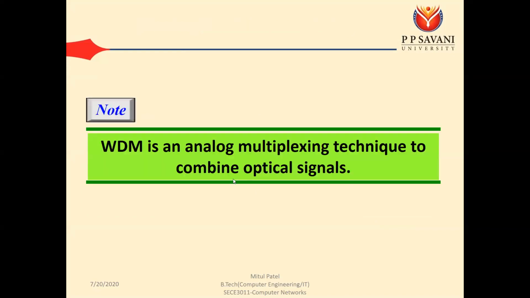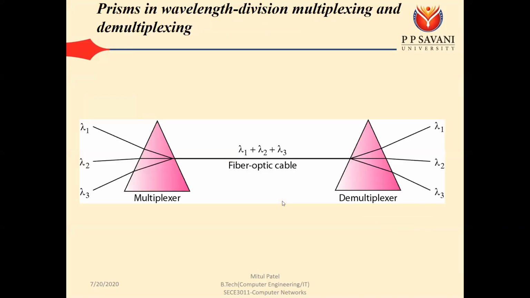So WDM is an analog multiplexing technique to combine the optical signals. We know the idea of the prism, that at the sending side we have the multiplexer, that is the prism, and the demultiplexer is also a prism. At the sending side, the prism can combine the various high frequency signals. At the receiving side, this demultiplexer can separate out the various signals into the various channels.